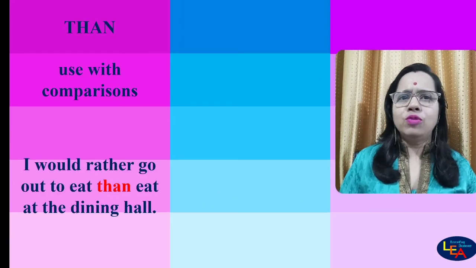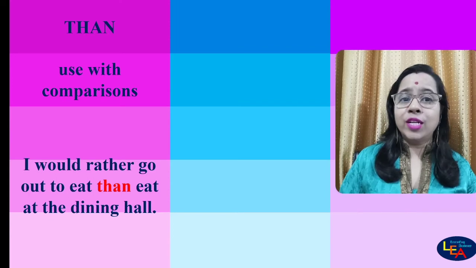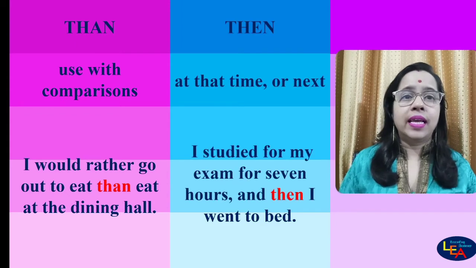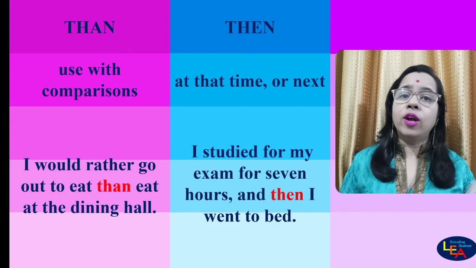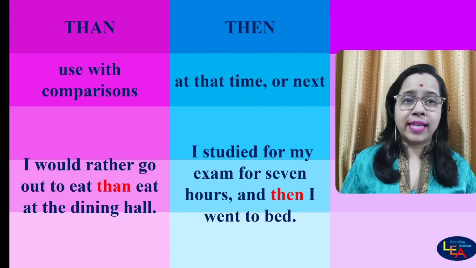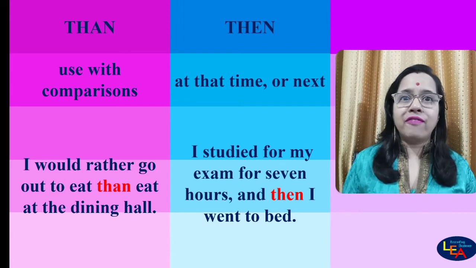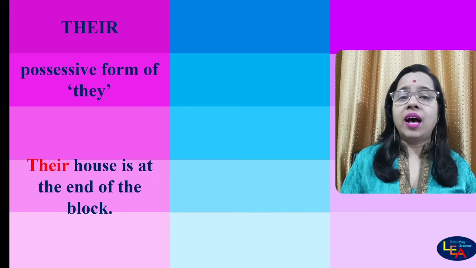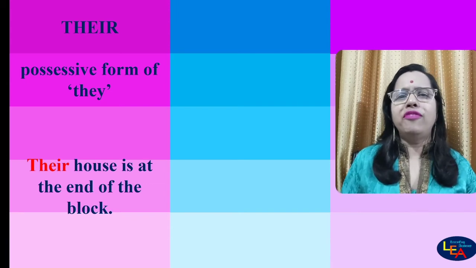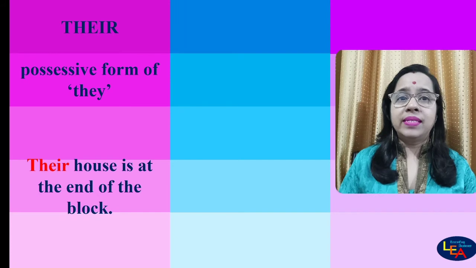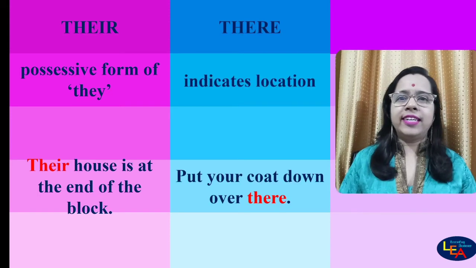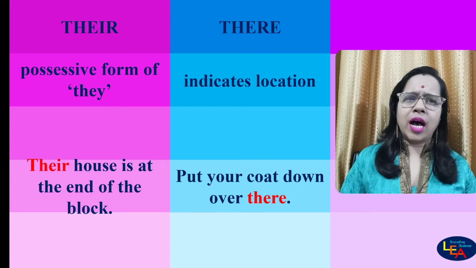Than: used with comparisons. I would rather go out to eat than eat at the dining hall. Then: at that time or next. I studied for my exam for 7 hours and then I went to bed. There, their: another pair which is often misused and confused. Their: possessive form of they. Their house is at the end of the block. There indicates location. Put your coat down over there.